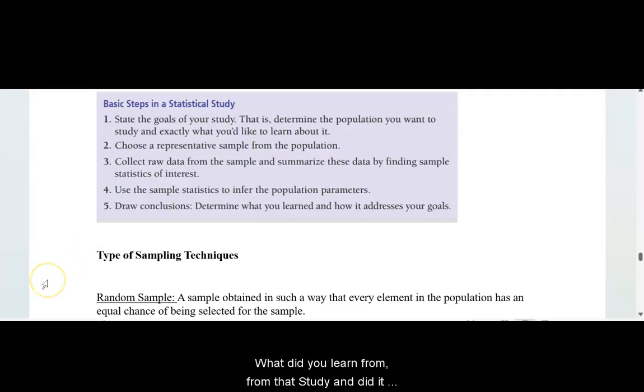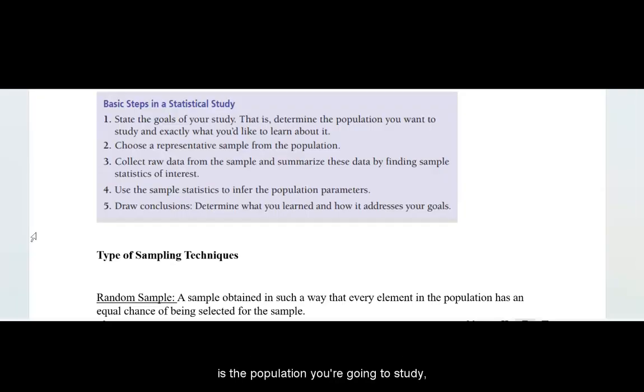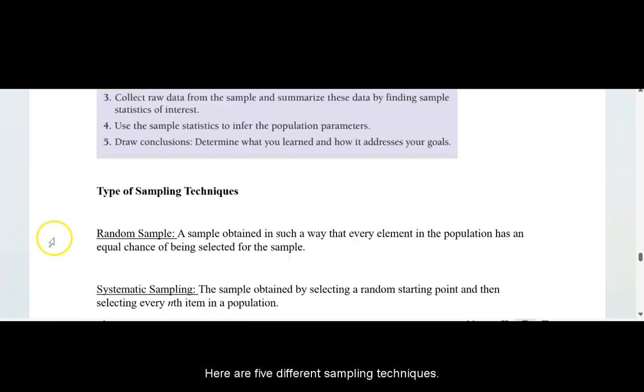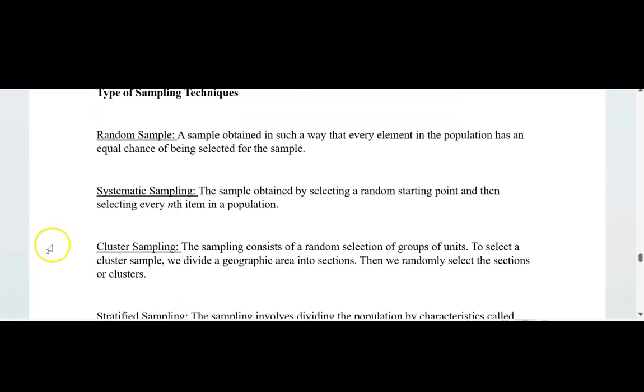What did you learn from that study, and did it address your goals? And if so, how did it address your goals? Now, what we were talking about before is that the very first thing after you create your goal and you also determine what is the population you're going to study, how are you going to get a sample that's representative, unbiased, and random? Here are 5 different sampling techniques.